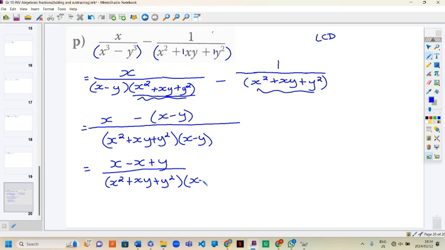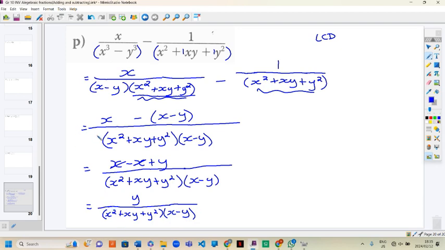Okay, and x minus y. I'm not finished yet. I need to add those like terms. x minus x is 0. They cancel out, and I'm left with y at the top, all over my x squared plus xy plus y squared and x minus y. Okay, hoping that all makes sense now.